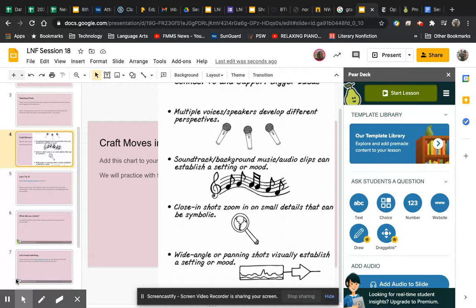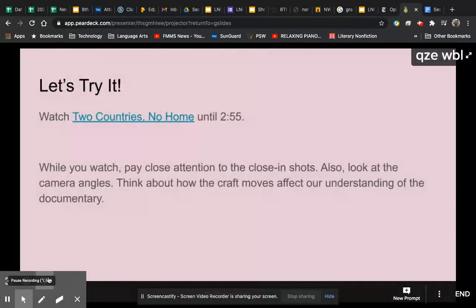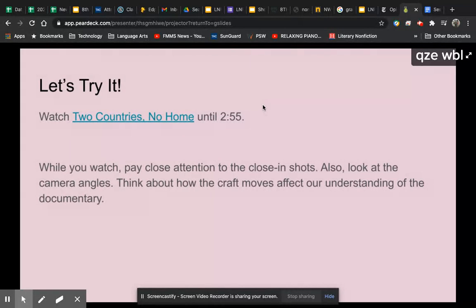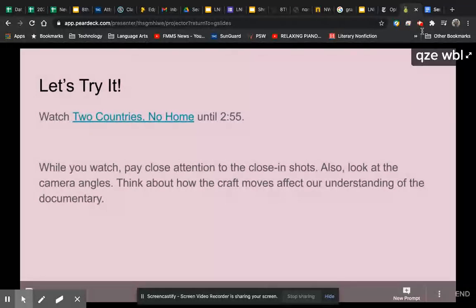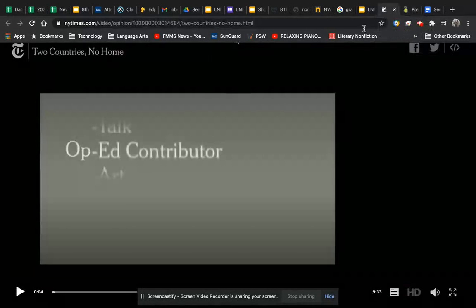And then we are going to move on and practice this with a documentary. All right. So we're going to watch this documentary. It is a New York Times documentary. We're going to watch almost the first 3 minutes. While we watch, you're going to pay attention to things like the close-in shots and the camera angles and looking at those 4 things that we talked about and how that affects what we understand with the documentary. Okay, so I'm going to go ahead and hit play now.